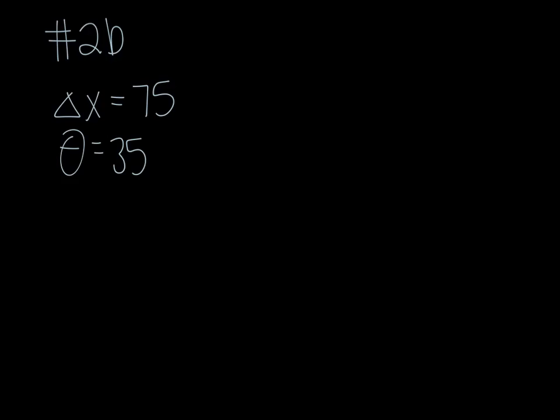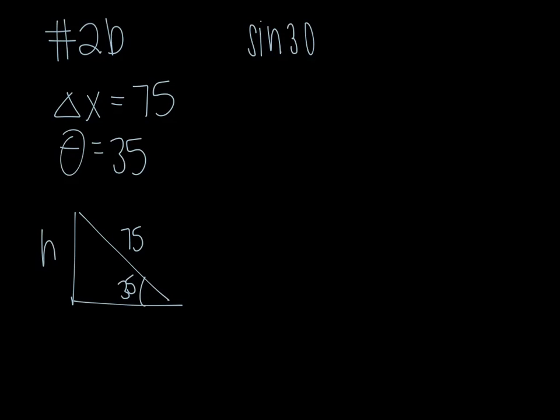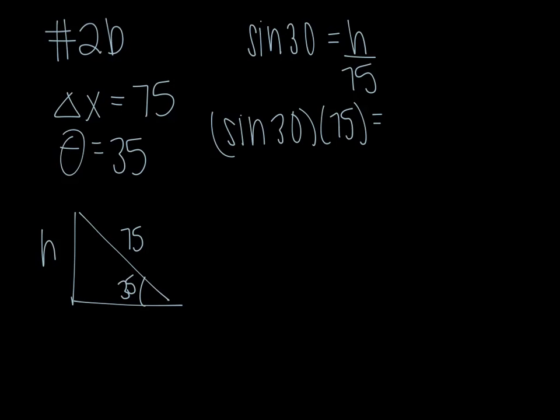First, I'm going to draw a triangle. This angle right here is your 35, and this length right here is your 75. You want to find your height. To solve for that height, sine 30 equals opposite, which is the h, over hypotenuse, which is 75. So if you multiply that, it's sine 30 times 75 equals h. Then your h is going to be 43.018.